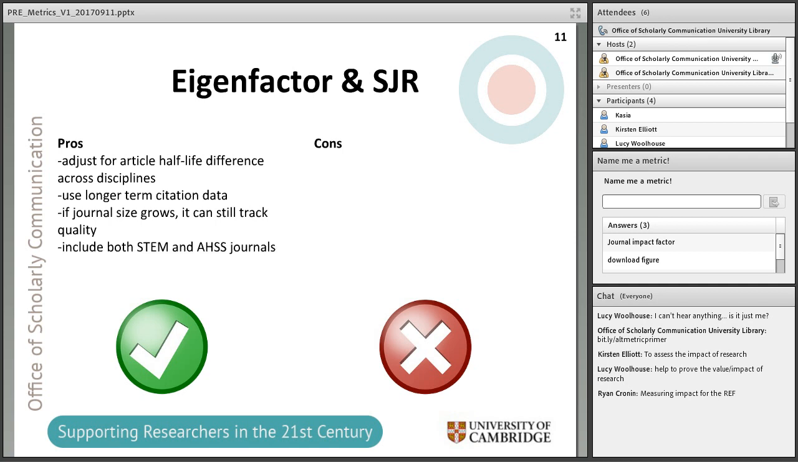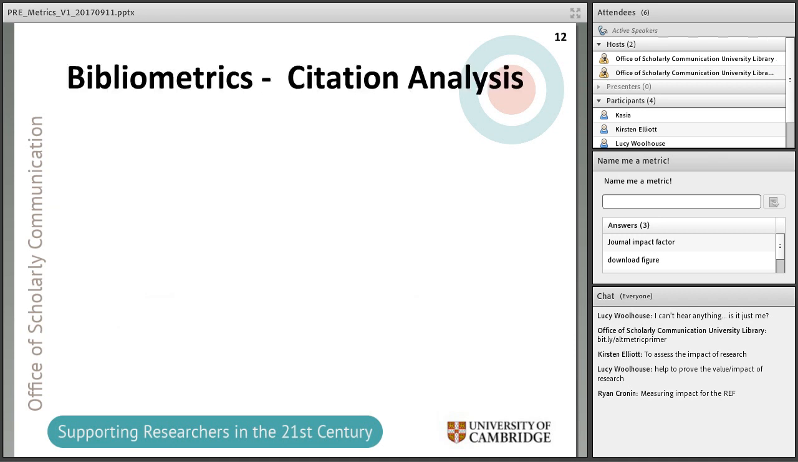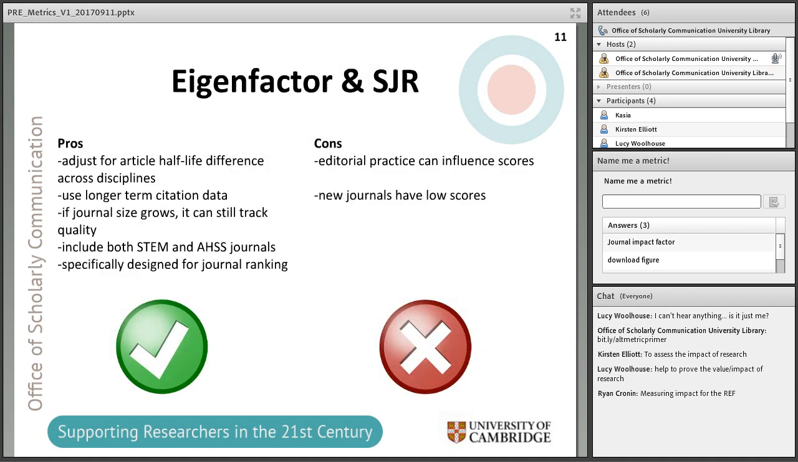And it includes both STEM and HAS journals, which is great because we should cater for all disciplines. And they're specifically designed for journal ranking, unlike the impact factor. So some cons: again, editorial practice can still influence scores. Editors can try and make sure that their own journal is cited. And new journals have low scores again.